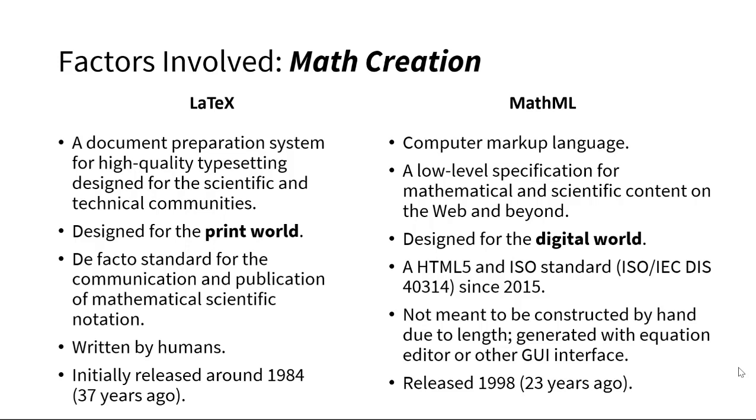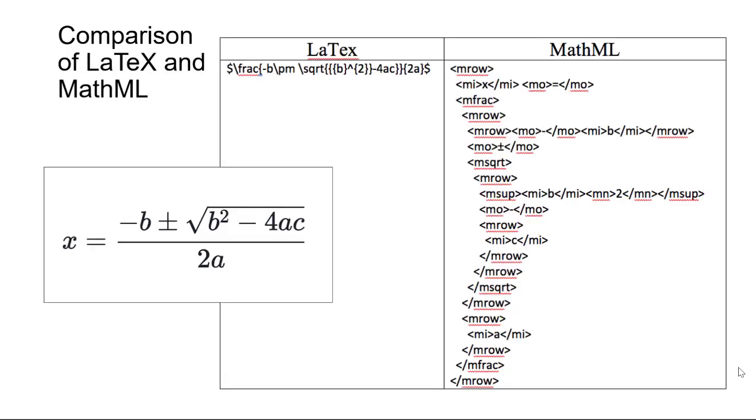So immediately we can see some very distinct differences between these two. Here's a visual example of the differences between the quadratic formula in LaTeX versus MathML. In LaTeX, it's pretty short. There's several characters involved, but it's very reasonable. It's just one line of text. MathML, however, is several lines of information because it's using that markup language to really communicate the different aspects and characters and components of the quadratic formula.